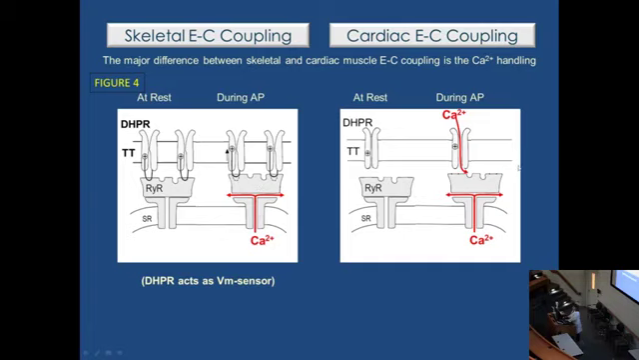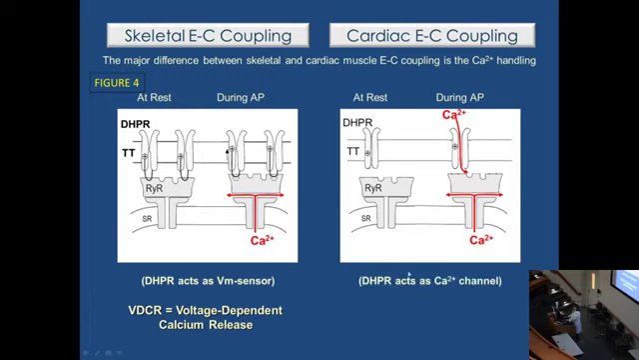While in the cardiac muscle, as I have it illustrated here, there is the influx of calcium through the DHP receptor that will activate the ryanodine receptor, and this will release calcium that is needed for contraction. Then we are talking about that for the skeletal muscle, there is a process that is referred to as voltage-dependent calcium release, while for the cardiac, we have a process that is calcium-induced calcium release.